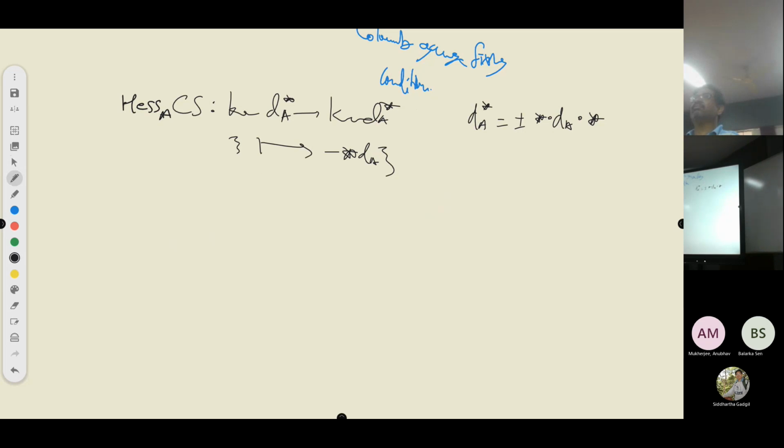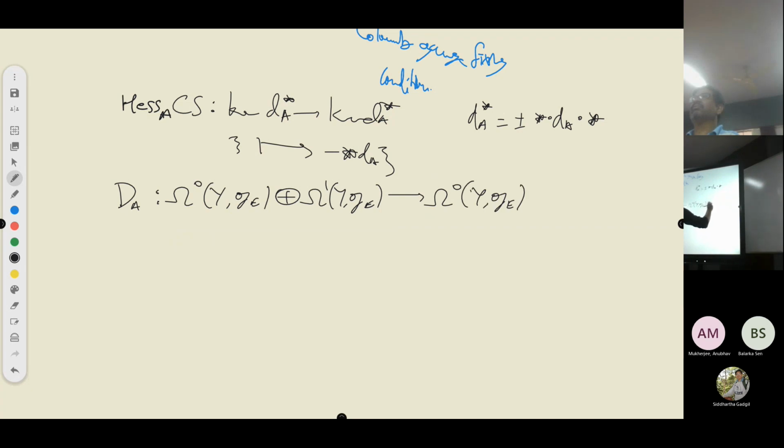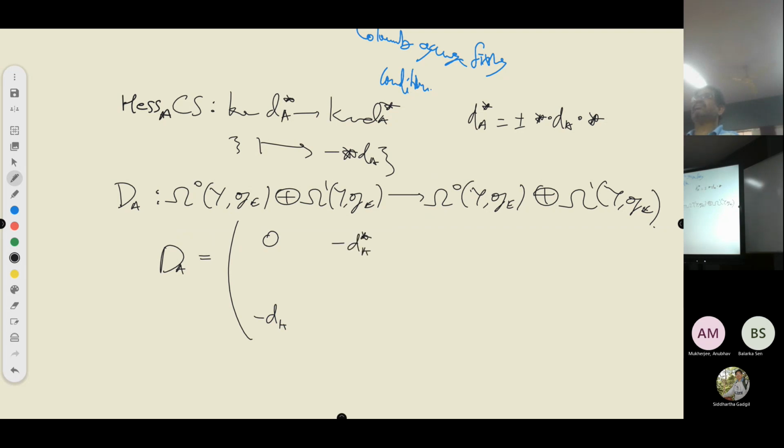So we define an operator dA as follows, which maps zero forms direct sum one forms to, again, zero forms direct sum one forms. So we can write this as a square matrix. And here's the block matrix form of this: zero, minus dA, minus dA star, and star dA.